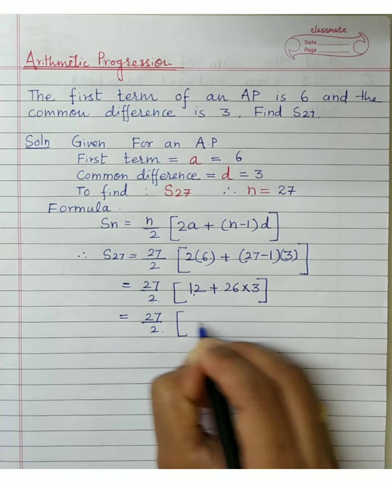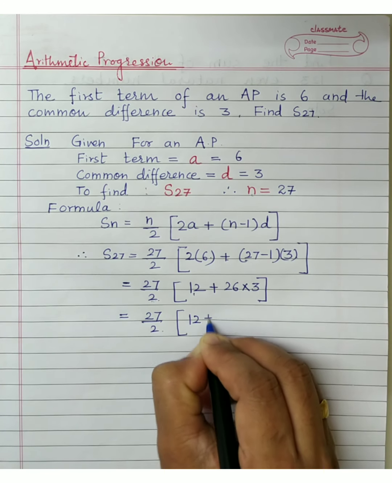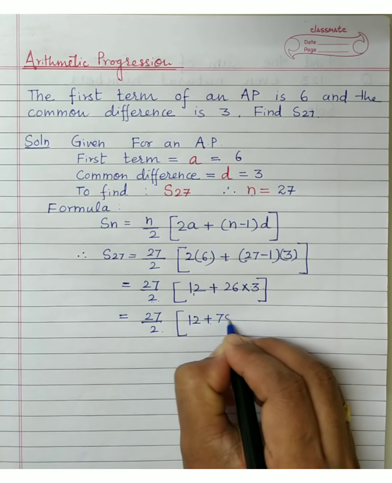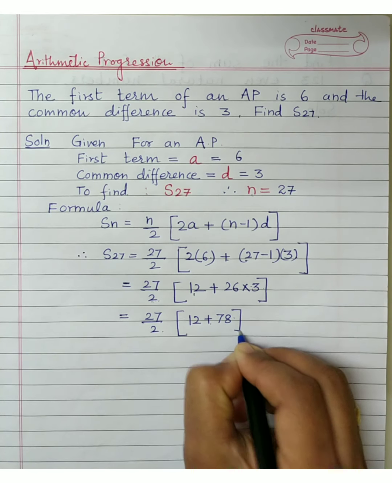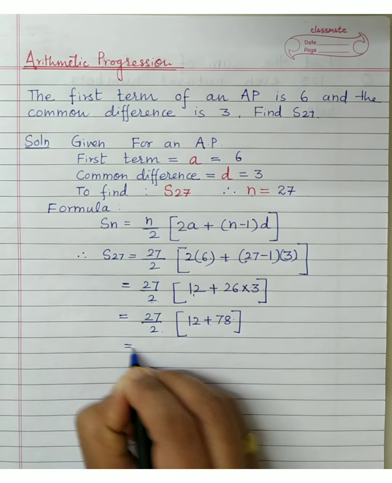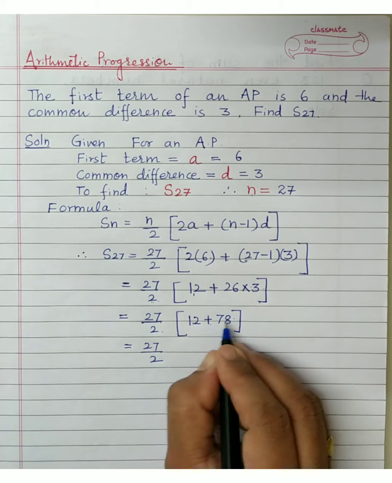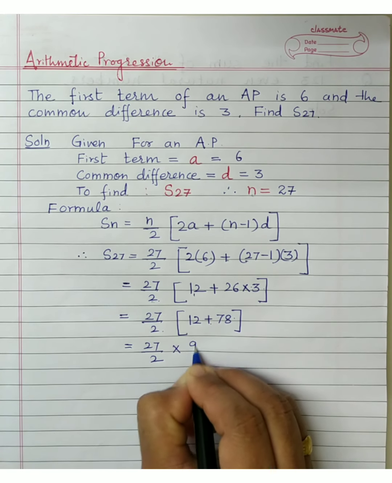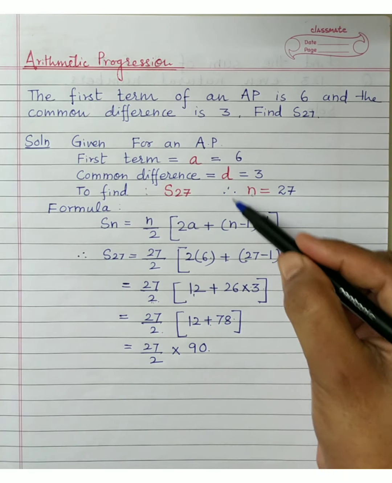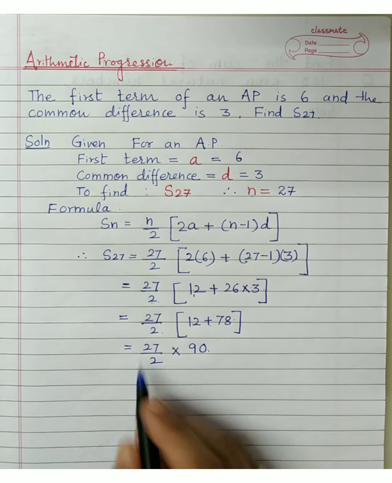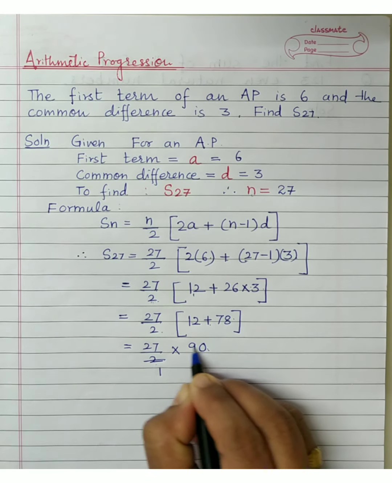Simplify this bracket very properly. Go step by step. 12 plus 26 into 3. What is that? 78. Right? Is equal to 27 upon 2. Still you cannot do anything unless you solve. So 12 plus 78 is 90, into 90. So now this bracket is being simplified and it has come to a single number. Now definitely you can do the simplification because it gets cancelled.